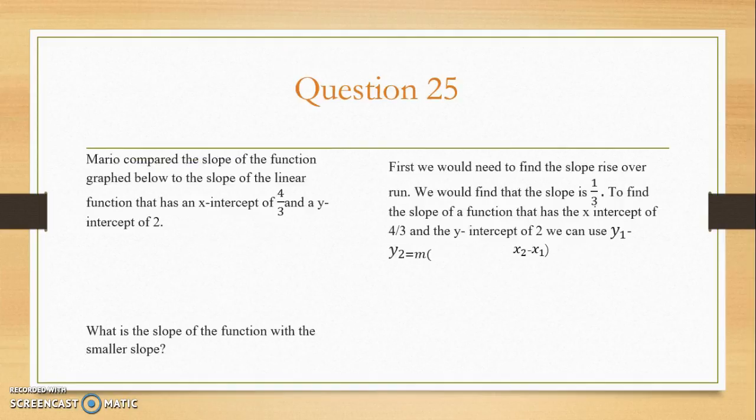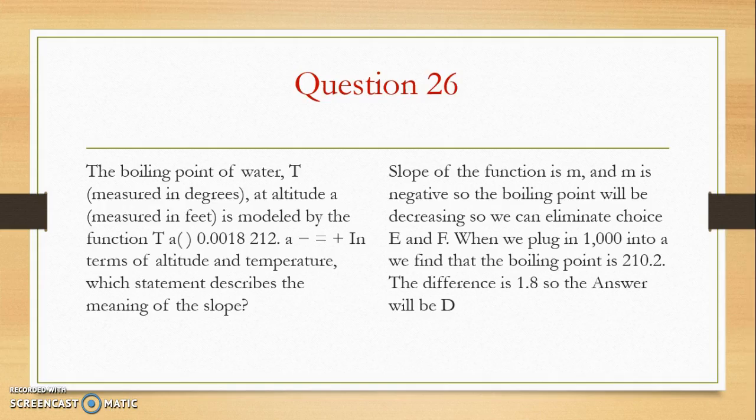Mario compared the slope of the function graphed below to the slope of the linear function that has an x-intercept of 4/3 and y-intercept of 2. What is the slope of the function with the smallest slope? First, we need to find the slope. Rise over run. So it will rise 1 and then it would go over 3. So rise over run will be 1/3. To find the slope of a function that has an x-intercept of 4/3 and a y-intercept of 2, we can use y1 minus y2. So the answer would be B.